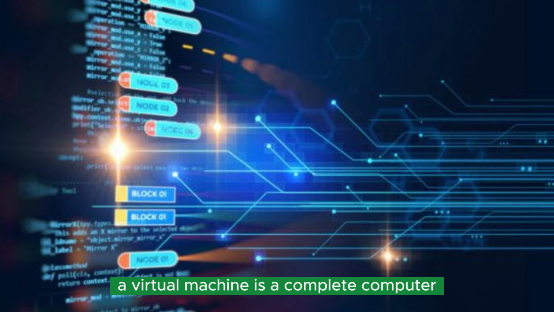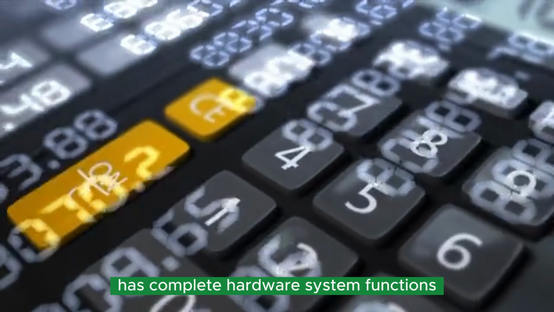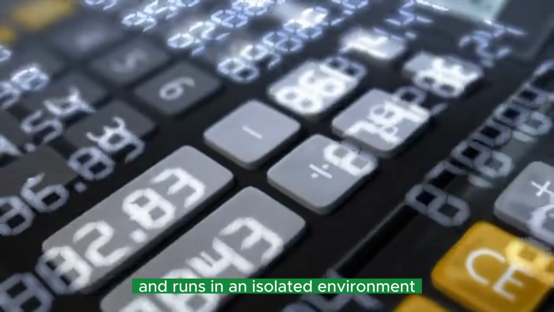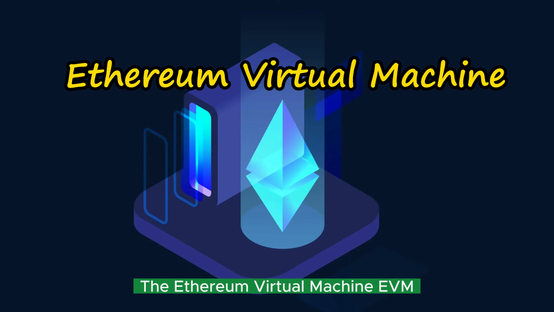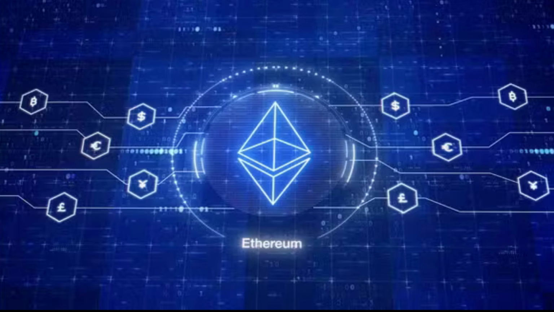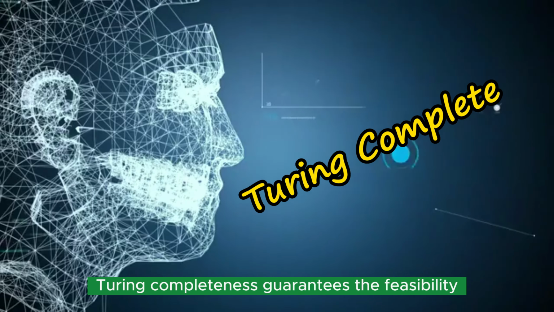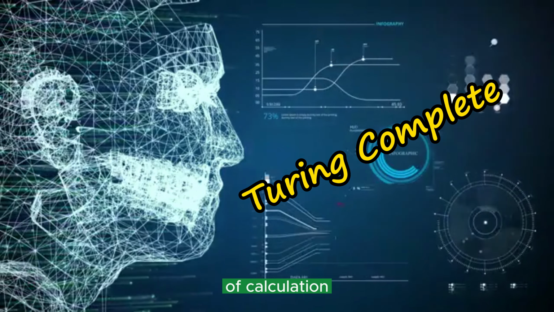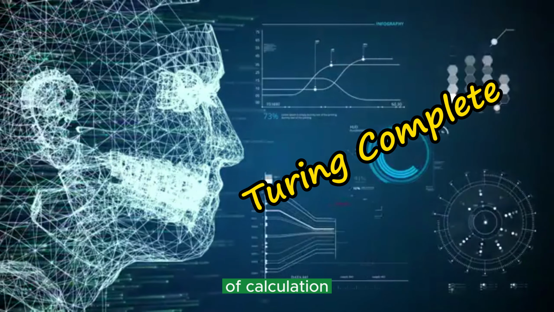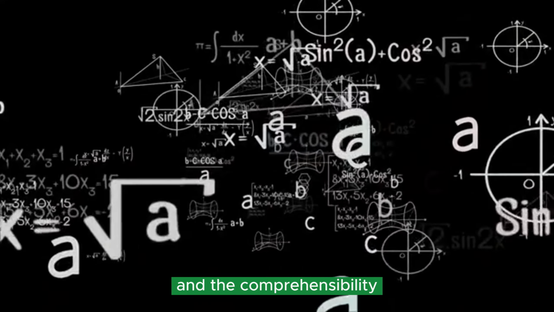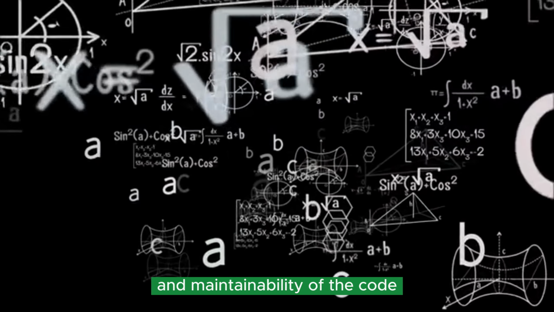A virtual machine is a complete computer system that is simulated by software, has complete hardware system functions, and runs in an isolated environment. The Ethereum virtual machine, EVM, is a code operating environment built on the Ethereum blockchain. Turing completeness guarantees the feasibility of calculation. All computable problems can be calculated. Such a virtual machine or programming language is called Turing complete, but it does not guarantee the efficiency of calculation and the comprehensibility and maintainability of the code.